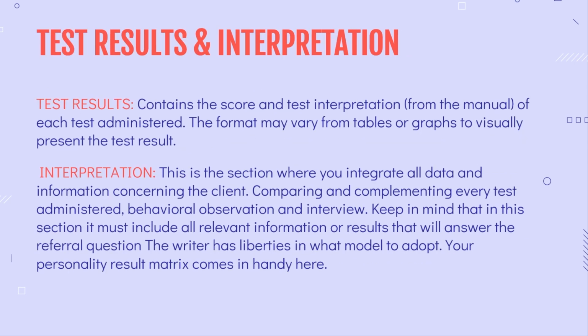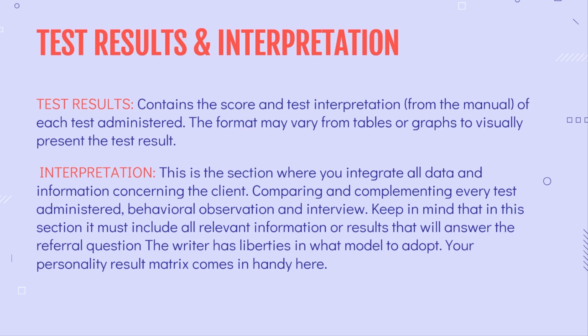Test results and interpretation. In the test results, this contains the score and test interpretation. The test interpretation, your basis for that is the test manual. The format may vary from tables or graphs to usually present the results. Depending on what test, like I said, I told you last week to screenshot. There are some test results that are in a graph form, so at least you can somehow crop them and then just paste it in your psych evaluation report.